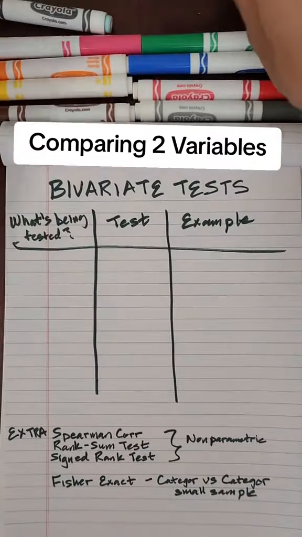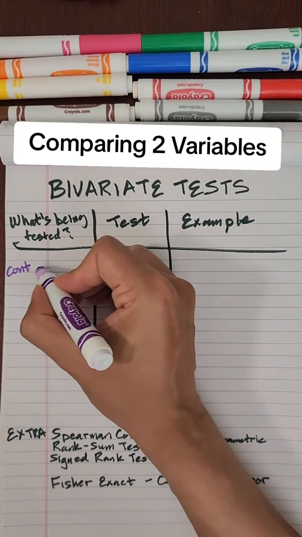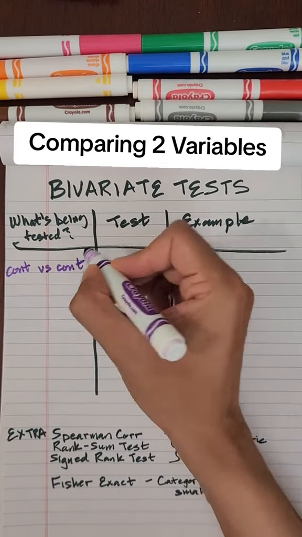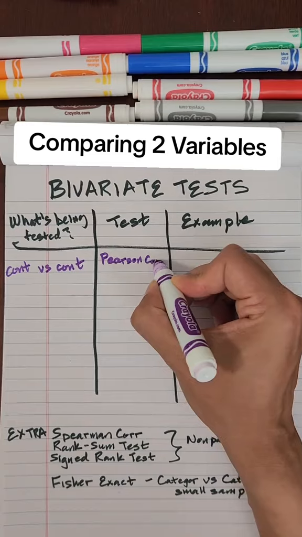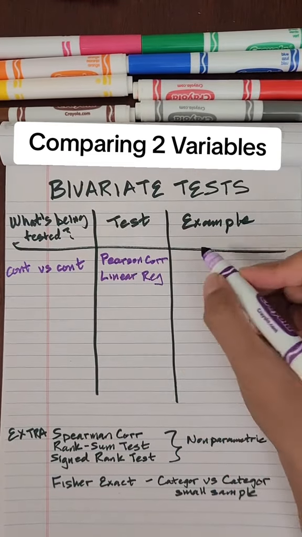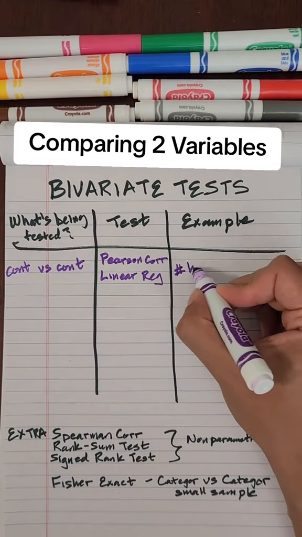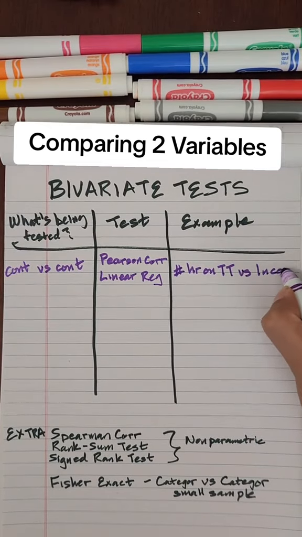So let's say we're looking at a continuous variable relationship with another continuous variable. So some tests for this would be Pearson correlation and linear regression. So as an example, let's say number of hours on TikTok versus income.